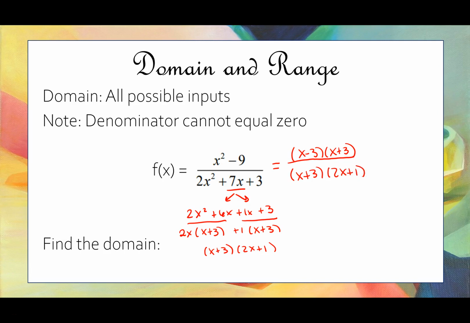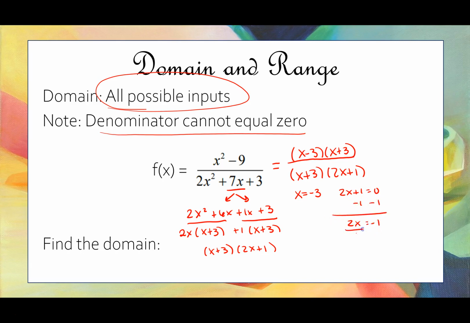Well, what do I have issues with, right? What are all my possible inputs? Well, they would be all values except for the ones that are going to make my denominator be 0. So what are the issues here? Well, if x equals -3, and here I set this equal to 0, I get x equals -1/2. So these are the two values that are going to make my denominator 0. So x cannot be -3 and x cannot be -1/2.